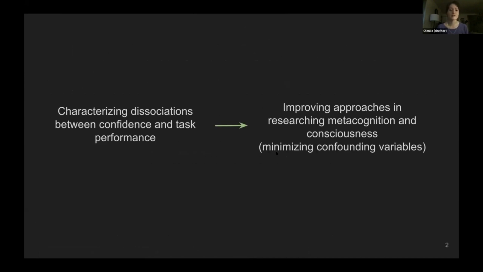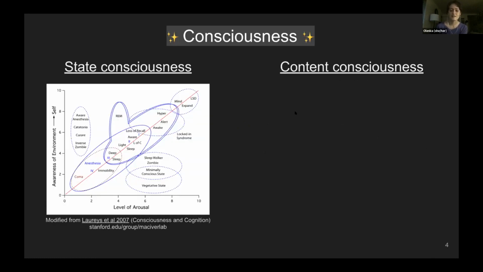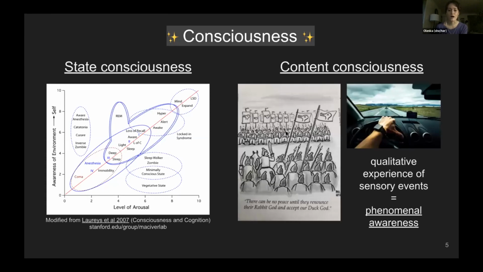Okay, so our goal of characterizing dissociations between confidence and task performance really fits under a bigger goal of improving the approach in researching metacognition and consciousness, specifically in minimizing confounding variables. So quickly, I'll just talk to you a little bit about consciousness. So under the consciousness umbrella, we have state consciousness and content consciousness. In state consciousness, we're looking at the difference between a state of sleep, wake, and being anesthetized, while in content consciousness, we're more concerned about what you perceive, why, and then how that influences the decisions you make. And we call our qualitative experience of sensory events phenomenal awareness or just awareness.